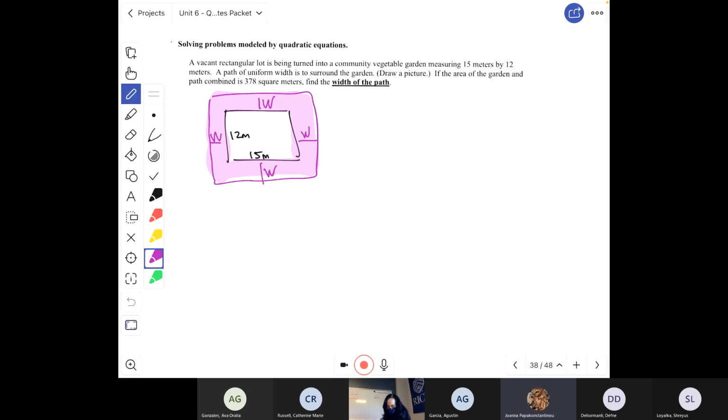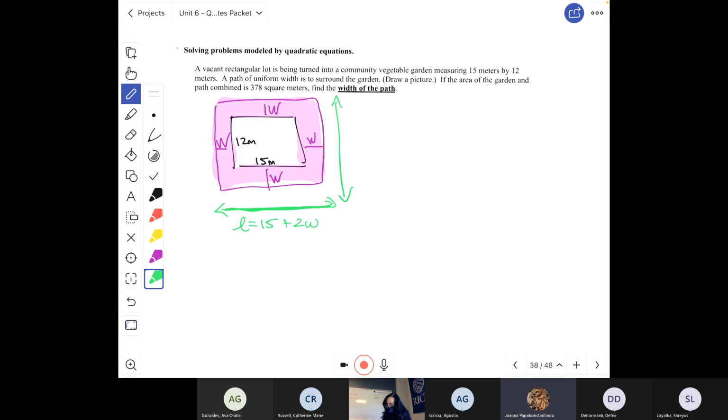Now, for kicks, maybe we want to look at this entire width here and this entire length here, or height, or whatever two dimensions you want to look at. How would I represent this? I know it has 15, but it also has what? So plus 2W. And so what would the width be?